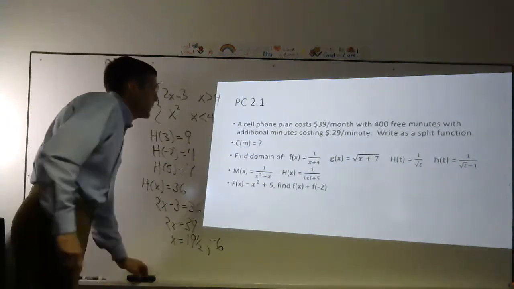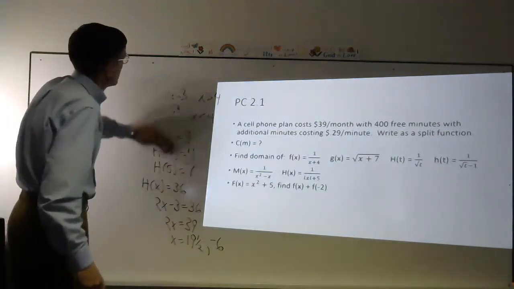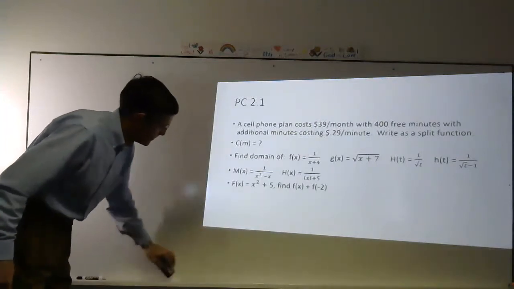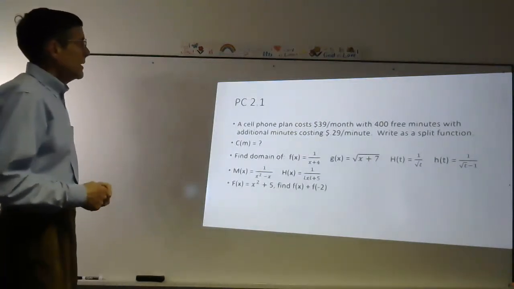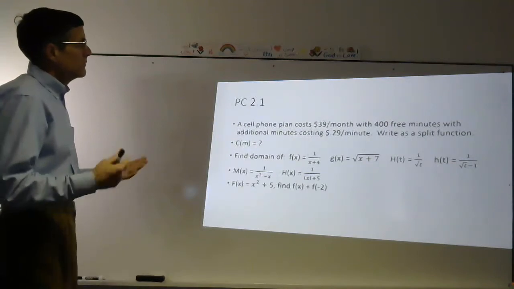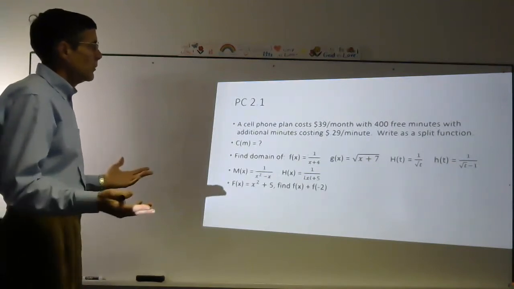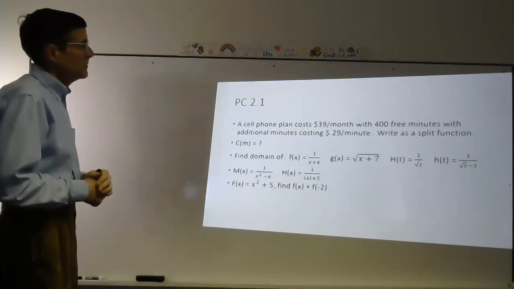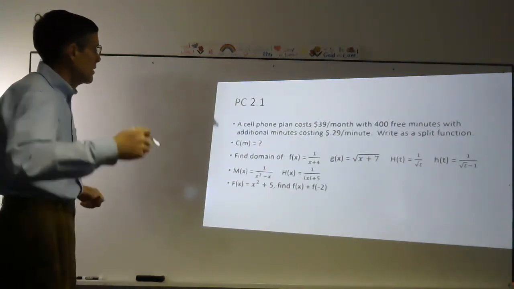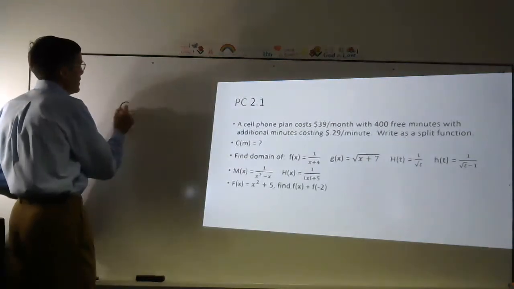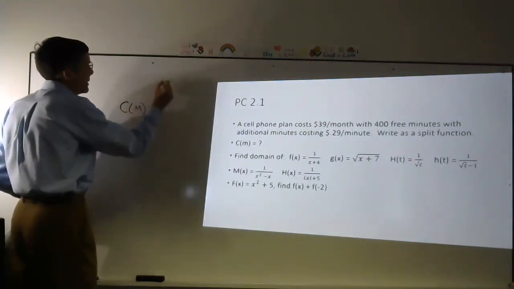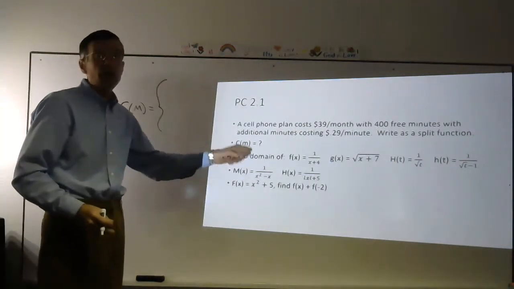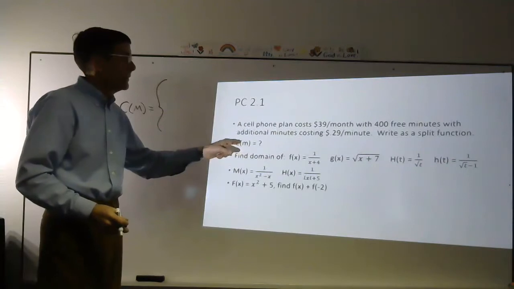Well, let's talk about more split functions. A cell phone plan costs $39 a month with 400 free minutes, but if you use more minutes than 400, additional minutes cost 29 cents a minute, right, as a split function. So we want C of M. This is going to be a split function. The cost depends upon the number of minutes.